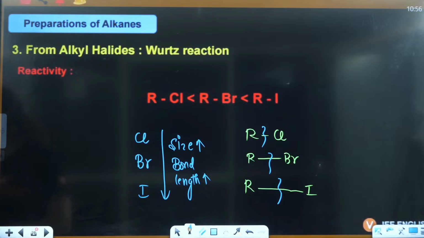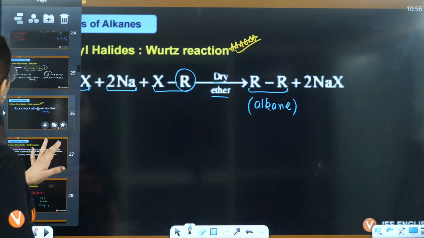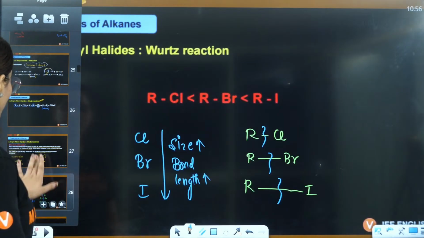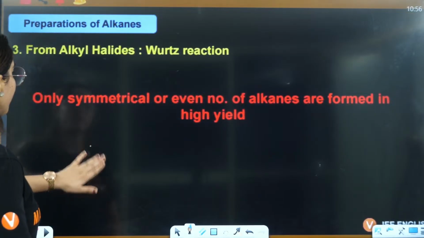Where is C negative? Where am I saying C is negative? Nowhere am I saying C is negative. I was talking about halogen.